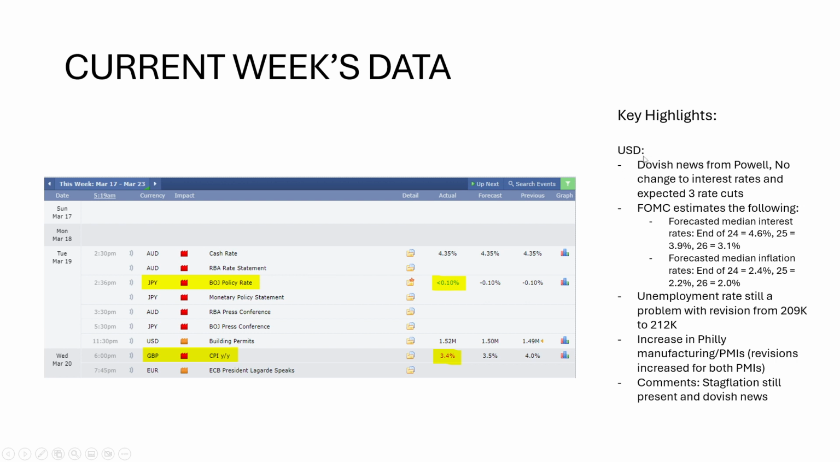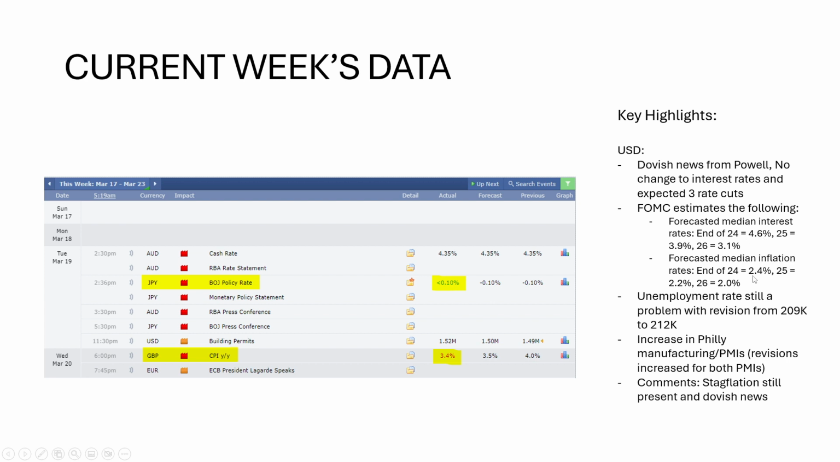Let's start first with the US dollar. So we had dovish news from Powell. We're still expecting three rate cuts this year. The forecast from the FOMC said you can see interest rates by the end of 24 at 0.4%. We're going to trickle down to 3.9% and then 3.1%. So still high interest rates for the US dollar this year, so still a bit of strength in that.